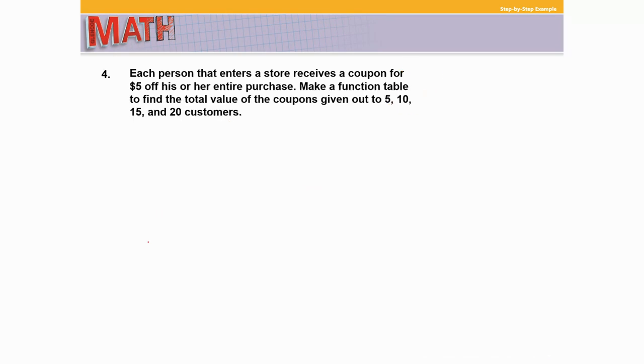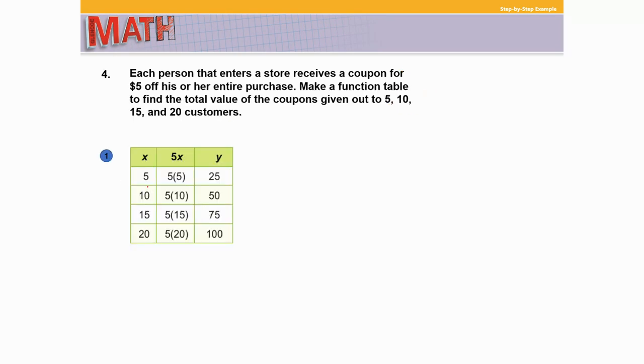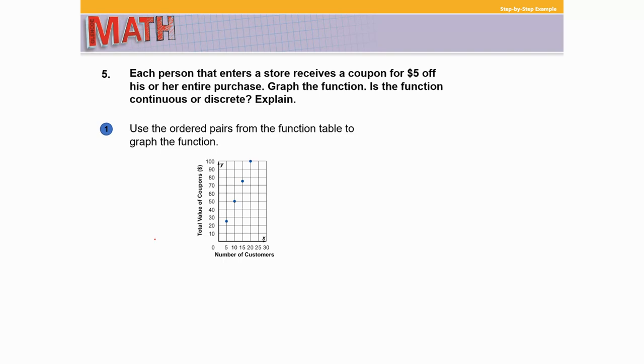So what does it look like on a table? Well, it's going to look something like this. We'd plug in the 5, the 10, and so on. And then if we had to put it on a graph, it would look like this. So here, I've got number of customers. With 5 customers, they would be at $25 off. At 10 customers, they would have given out $50 in coupons, total value of coupons given out.